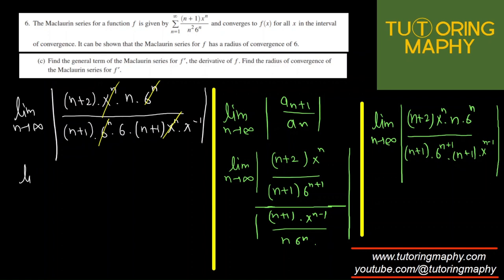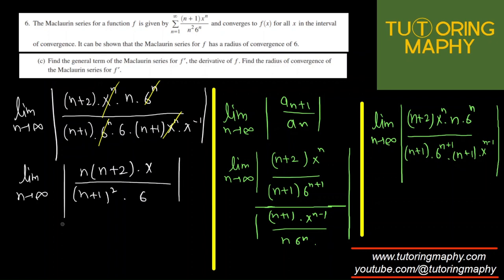So, okay, let's write the next term, limit n approaching infinity. This x raised to minus 1 just moves over on the top. So it becomes n times n plus 2 times x over n plus 1 whole square times 6. Now, if you notice carefully, when we are putting a limit n approaching infinity, don't you think this is the ratio of two polynomials having the same degree?